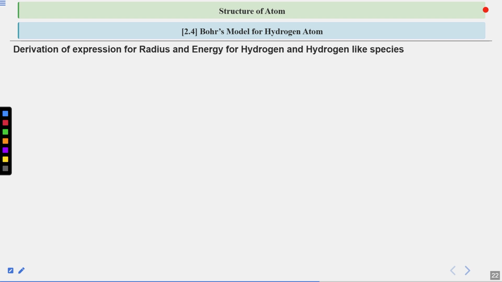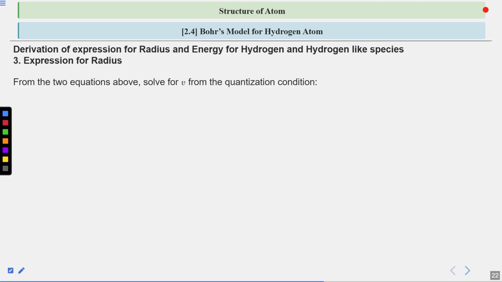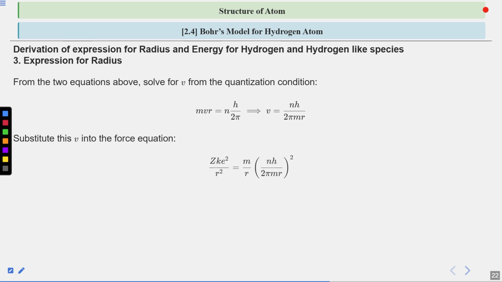Then next, what will be the expression of radii? If we take those two equations, then what can we get? We can get m v r is equal to n h by 2 pi, or v is equal to n h by 2 pi m r. Now putting this value of v in the previous equation, we will get z k e square by r square is equal to m r multiplied by (n h by 2 pi m r) whole square. From here you will get the radii of the nth orbit. So this is the complete formula. When you put the constants, you get the final formula.